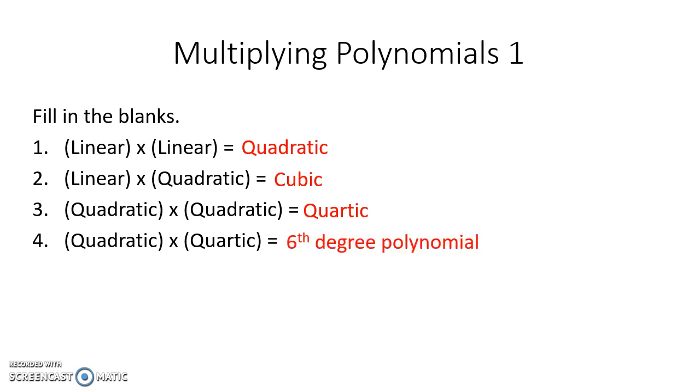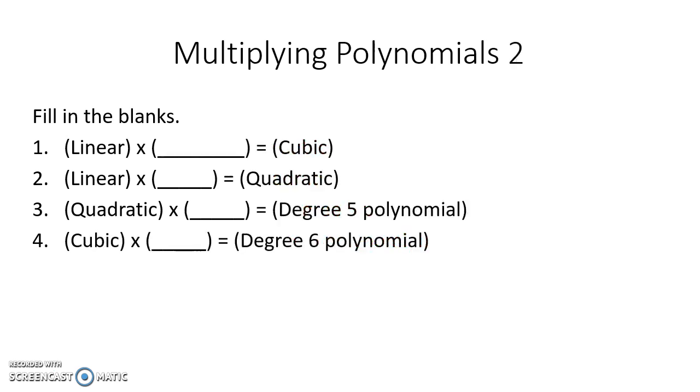And if you're noticing the relationship, a linear factor has a degree of 1. So a degree 1 times a degree 1 gives us a degree 2. Or number 2, a degree 1 times a degree 2 gives us 3. A degree 2 times a degree 2 gives us a degree 4. And a degree 2 times a degree 4 gives us a degree of 6. So notice all we're doing is adding the degrees together to get our resulting type of function.